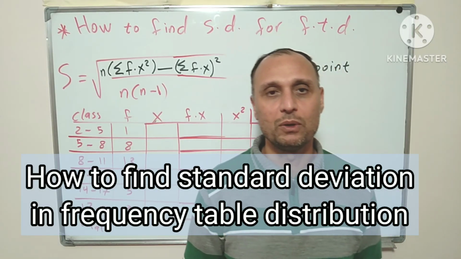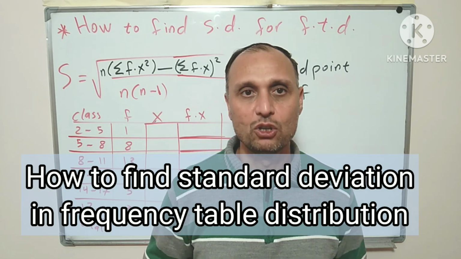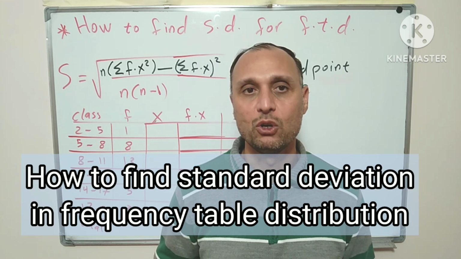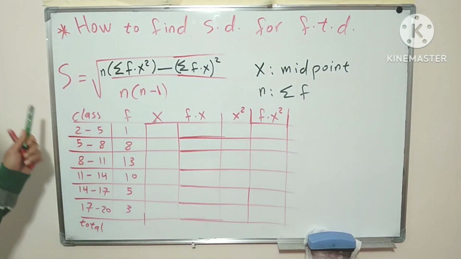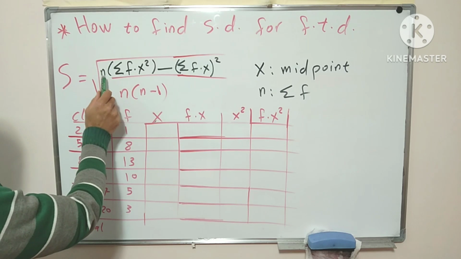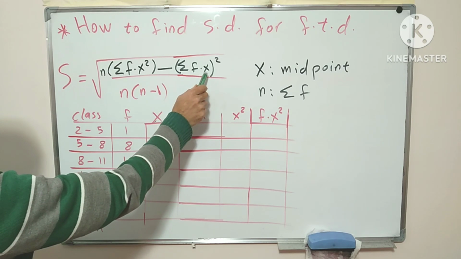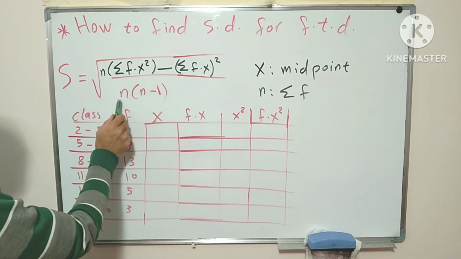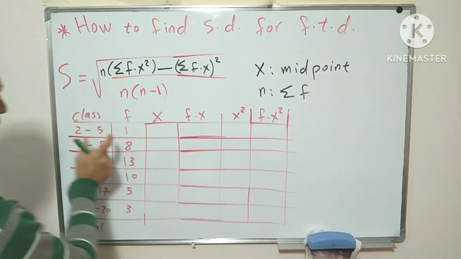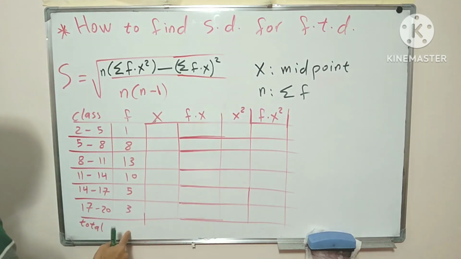Hi everyone, in this video we will indicate how to find standard deviation for the frequency table distribution. We will find it using the shortcut formula: S is equal to the square root of n times sigma f x squared minus (sigma f x) squared, all over n times (n minus 1). Here x means the midpoint of the class, and n represents sigma f.